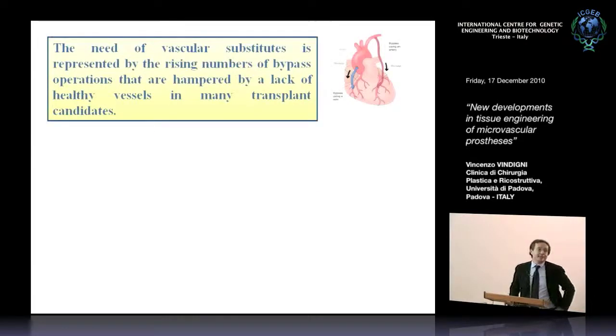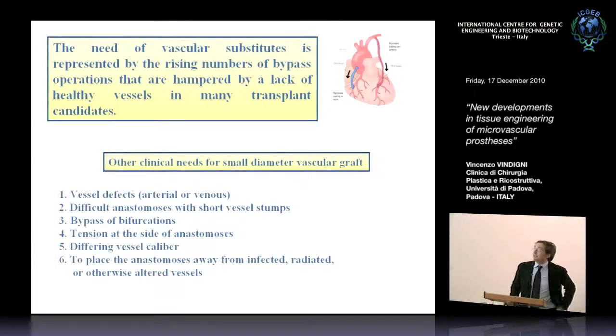But why do we need a microvascular prosthesis? This is important when you study tissue engineering and regenerative medicine, to keep in mind that you need some new construct that you can use in clinical practice. And the need of vascular substitutes is represented by a large number of bypass operations, both in the coronary district, and then there are many other surgical needs, like if you want to replace a vessel defect in the peripheral circulation, to make a bypass in the leg, and many other microsurgical applications.